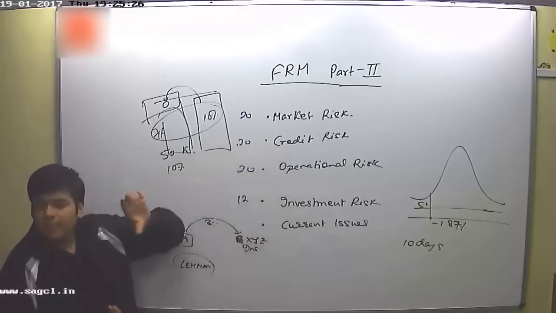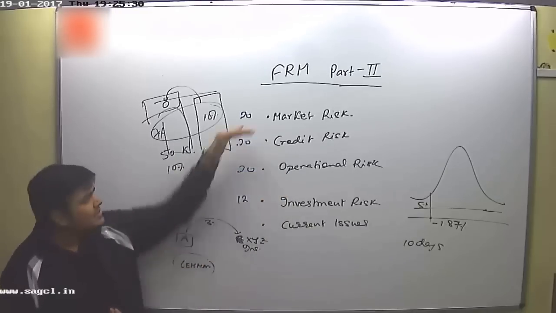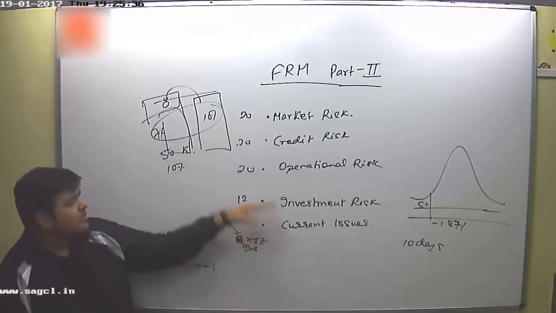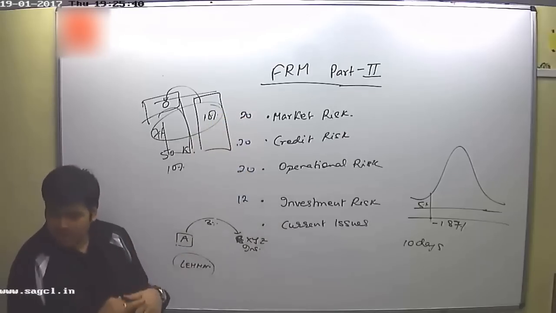Then I again get back to operational, I do another chunk of that. And I just leave Basel towards the end. Then I start with my market risk and then I get into credit risk. Or vice versa, either way. Maybe I'll do the current issues first, then investment risk, then credit, then market, then operational. So you can structure it accordingly.